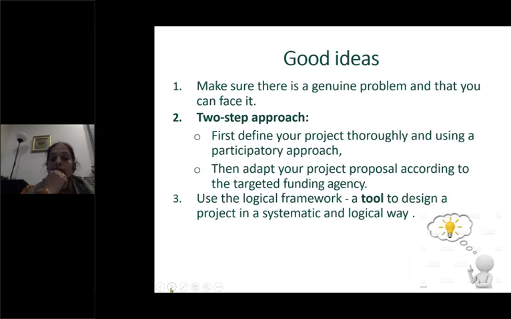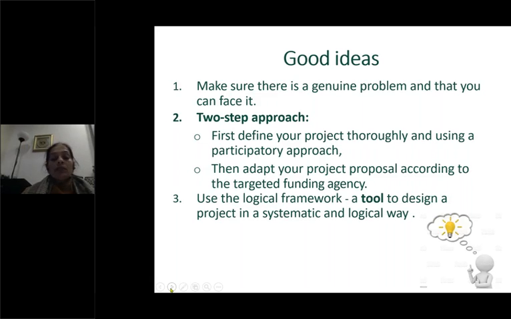Now, what are good ideas? It should be a genuine problem that you can face. It's not absurd, it should be a workable idea. It's not like you just formulate anything which comes to your mind. That is why, as I said in the previous slide, you look at the community demand, and out of that demand, you formulate a genuine and solvable problem. Then you identify that yes, this is the idea I can work upon.